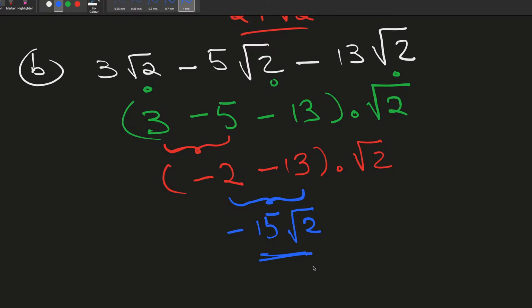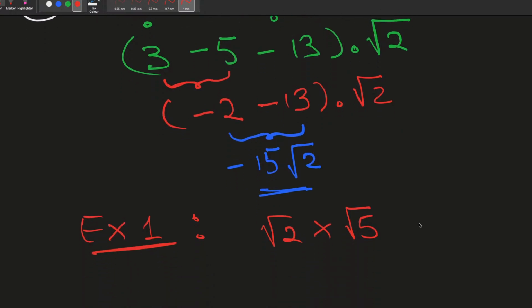Beautiful. Now let us look at examples further, so that will help us to build our understanding. Let's say example 1. The question is multiply root 2 by root 5. And we know, according to the principles of surds, this can be written as root 2 times 5, and root 2 times 5 will give us root 10. So our answer is root 10.